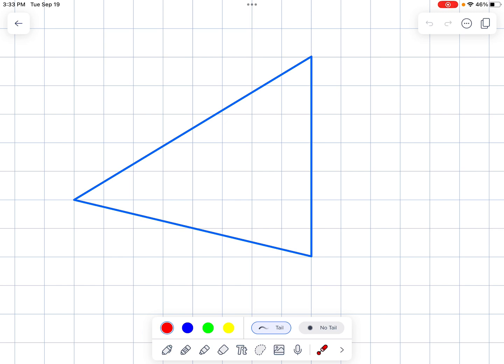In this case, this I would call my base. It's a nice straight line here that I can count. 1, 2, 3, 4, 5, 6, 7 is my base. And we need to go straight up to the final point from the base. That would be our height. 1, 2, 3, 4, 5, 6, 7, 8. So, base times height, 7 times 8, divided by 2, should be 28.